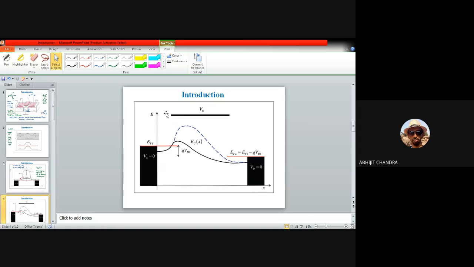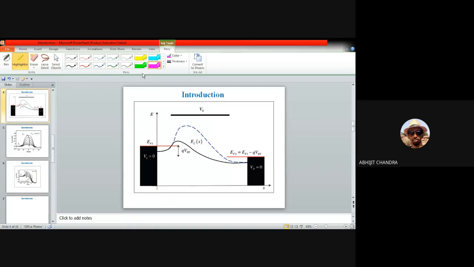Now in this particular slide, we are observing the effect of both VDS as well as VGS. The dotted line is for low VGS and the firm line is for high VGS. And obviously here VDS is non-zero. The drain to source potential is not equal to zero. Assuming that the source potential is equal to zero, VS equal to zero, we are increasing the drain potential, so VD is non-zero.